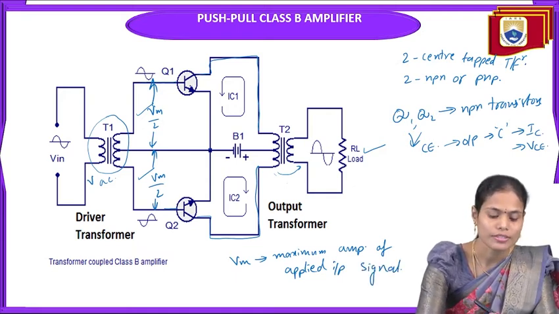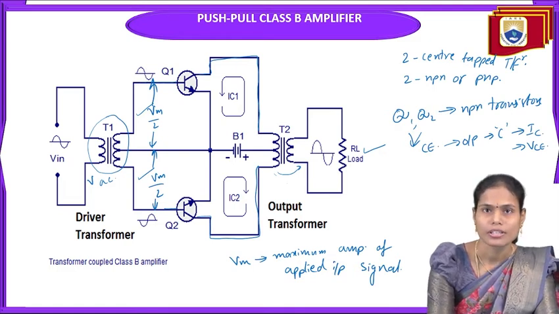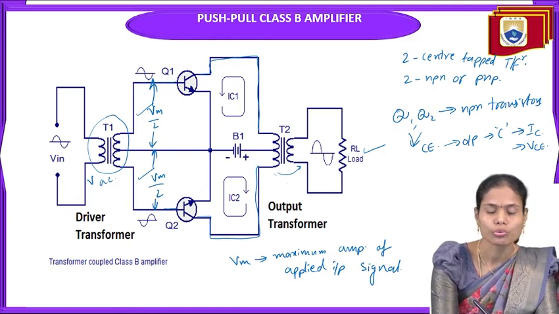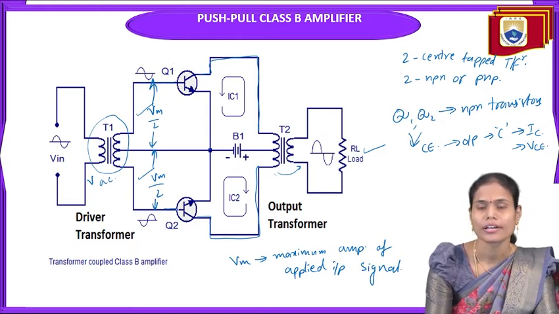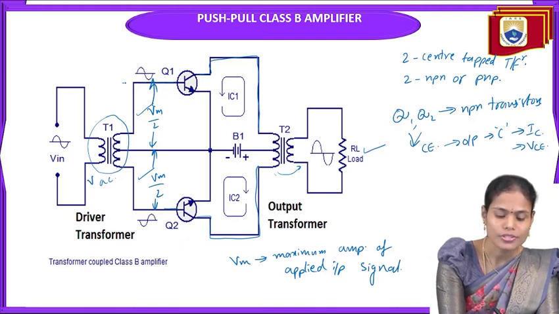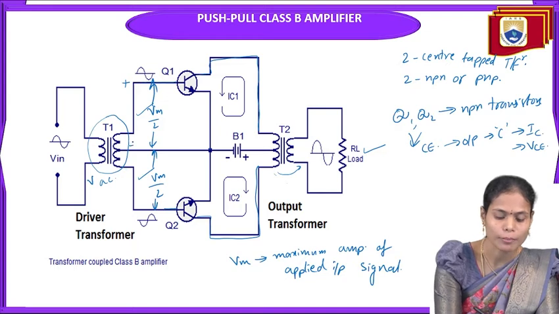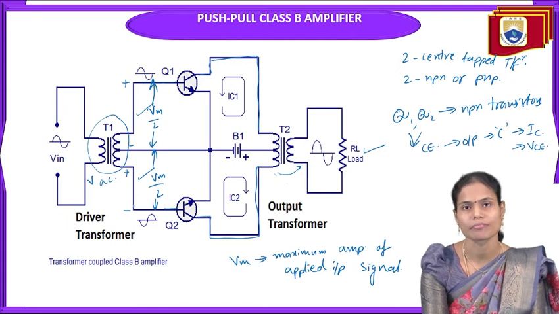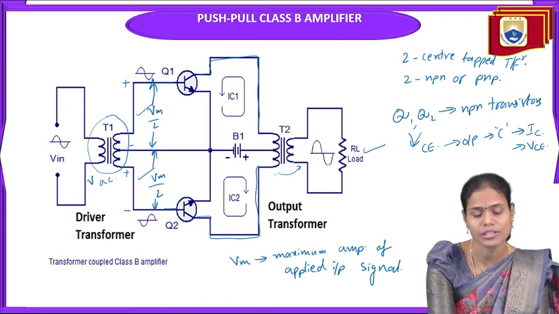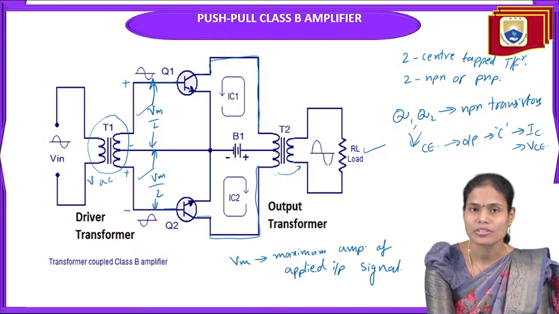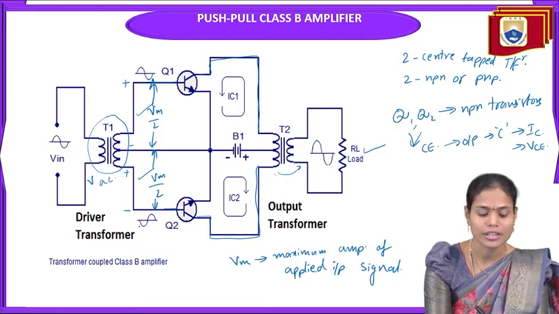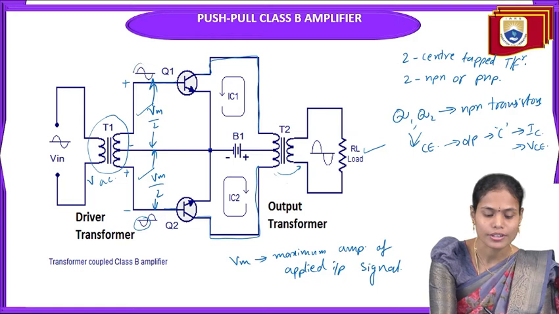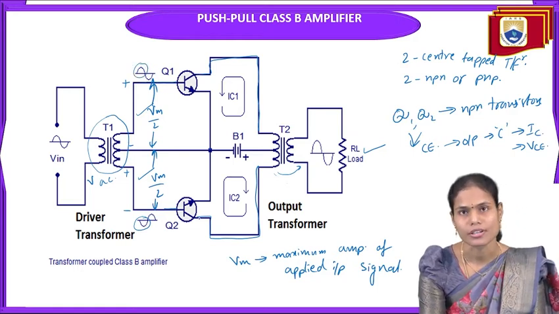So this half, that is nothing but when you are giving the signal, it is going to divide into two halves. One half is for the base of the Q1 transistor and one more half is connected to the base of the other transistor. Here the voltage is divided into two halves, but the polarity of those signals is in opposite phase. That is nothing but if the positive half cycle is connected to the base of the first transistor, then the negative half cycle is connected to the base of the second transistor.